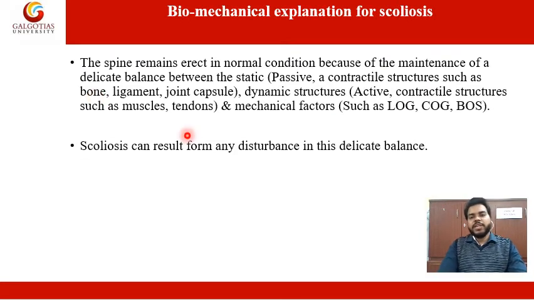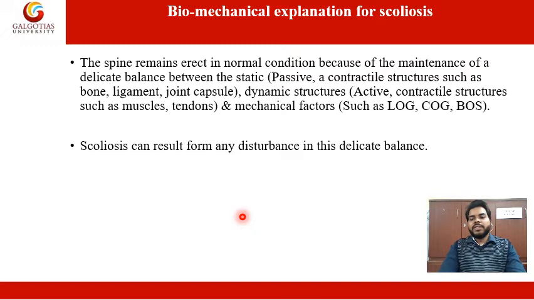The biomechanical explanation of the scoliosis. What are the biomechanical factors behind the scoliosis? The spine remains erect in normal conditions because of the maintenance of a delicate balance between the static means steady posture, that is passive or contractile structures such as bone, ligament, and the capsule, and the dynamic, that is active contractile structures like a muscle and a tendon. So your muscle and tendon are the dynamic structure, and your bone and the ligament and the capsules are static structure which cannot move, which gives support to your body.